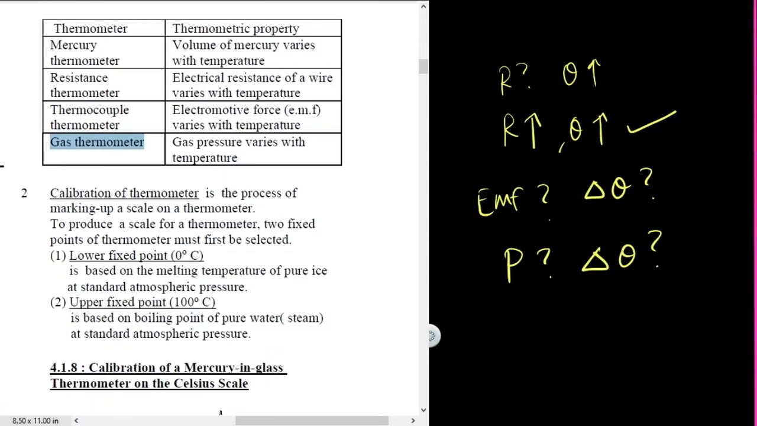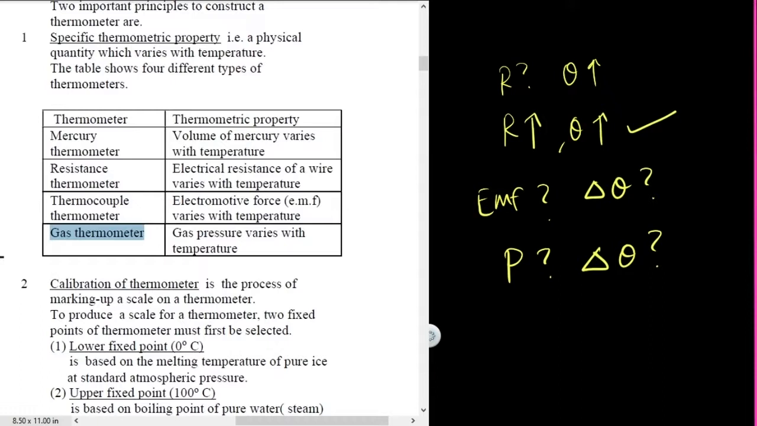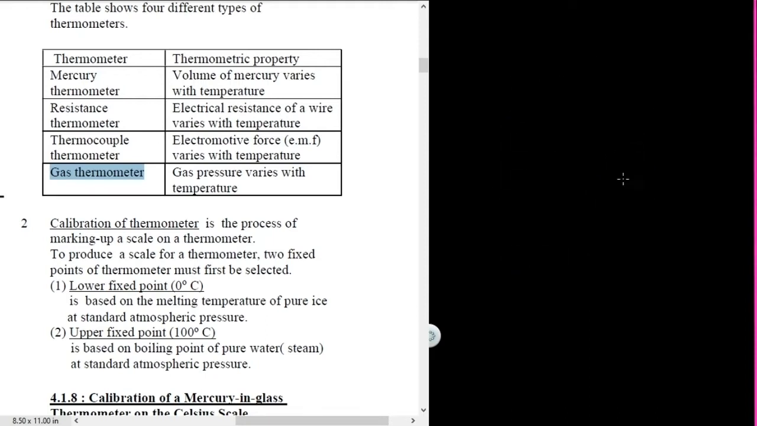Now we look into how the other principle will help us to construct a thermometer. The first one is the property of the substance, and the second one is how we calibrate the thermometer. Calibration of a thermometer is the process of marking up a scale on the thermometer, just like what I told you in the beginning of the session. So how can we mark up the scale on the thermometer?